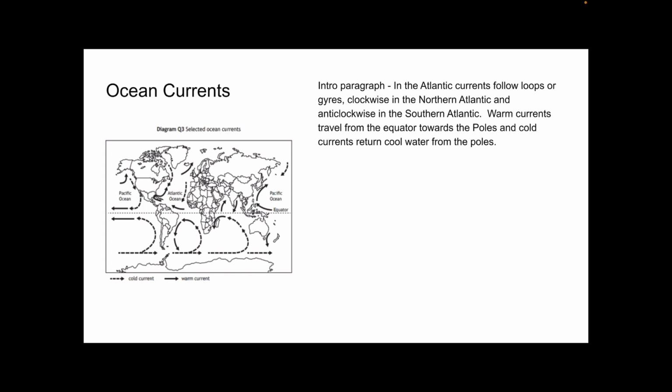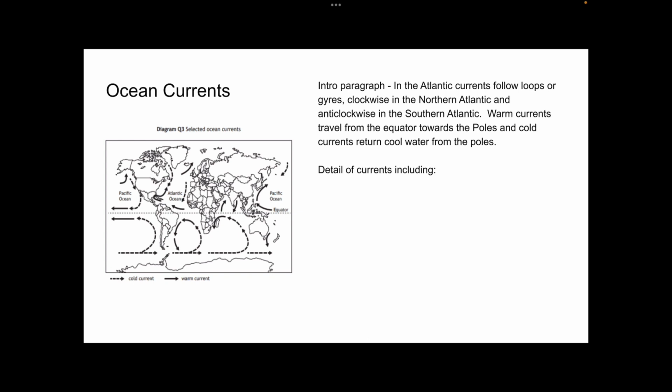Even if you only put clockwise in the North Atlantic, you'll get a second mark there. Now, what's really important as well is they like you to be able to talk about where warm currents go and where cold currents go. So this wee second sentence talks about warm currents travel from the equator towards the poles, and cold currents return cool water from the poles. Now, a little intro paragraph like that will give you at least 3, if not 4 marks. So I always say to people, it's really, really good to start with that.